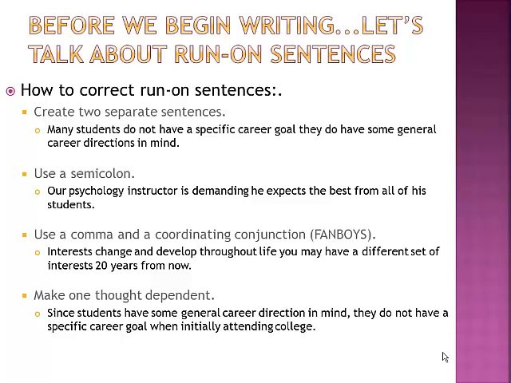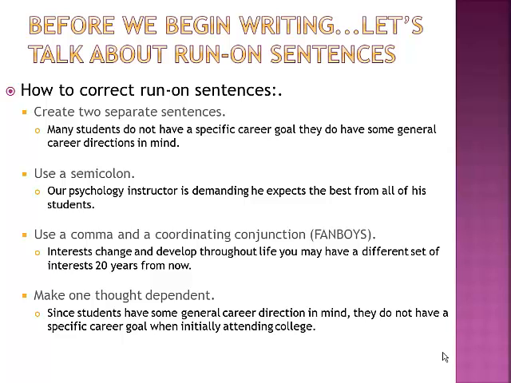One way to correct a run-on sentence is to just create two separate sentences. Here's an example. Many students do not have a specific career goal. They do have some general career directions in mind. By putting a period at the end of goal and capitalizing the T in they, you should have two separate sentences that both have an independent thought. These would actually be two separate simple sentences.